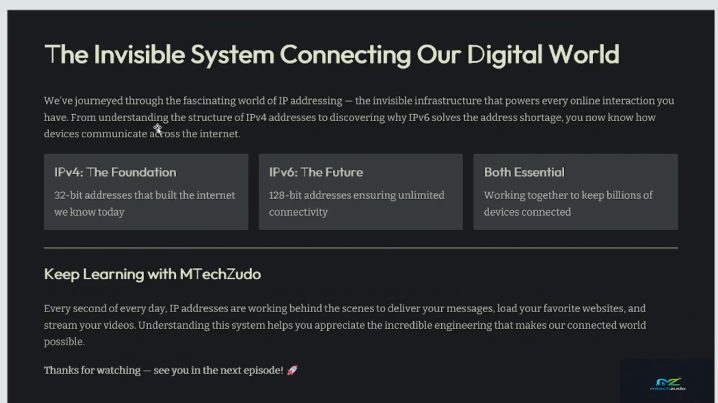And that's the story of IP addressing, the invisible system that keeps your digital world connected. We learned how IPv4 works, why we needed IPv6, and how both help your devices talk to each other every single second.